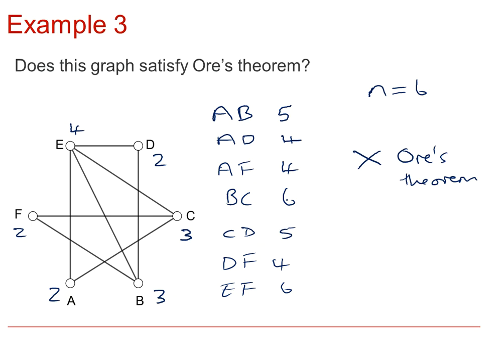But there is at least one Hamiltonian cycle. For example, if I start at E and then go to D, down to B, across to F, to C, to A, and then back up to E again.